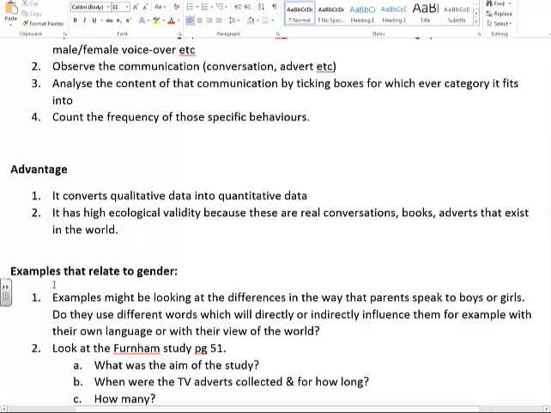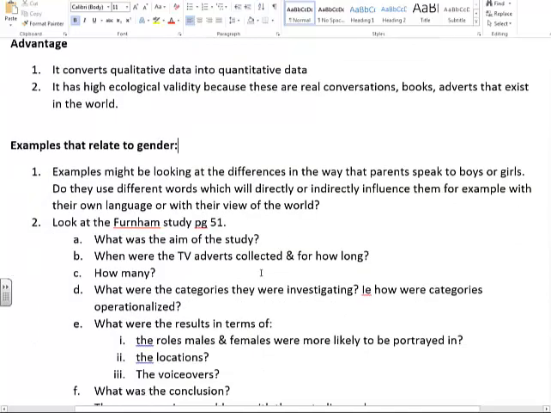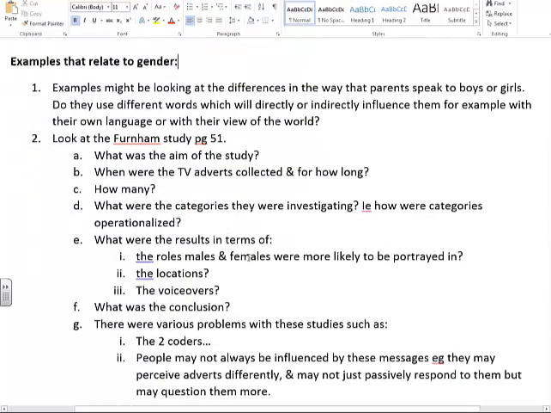Okay, so how does this relate to gender? So this is just a research method. We will need to cover that again, very briefly, when we do research methods. But we also need to know it in terms of gender. It's relevant in terms of gender. So how is it related to gender?